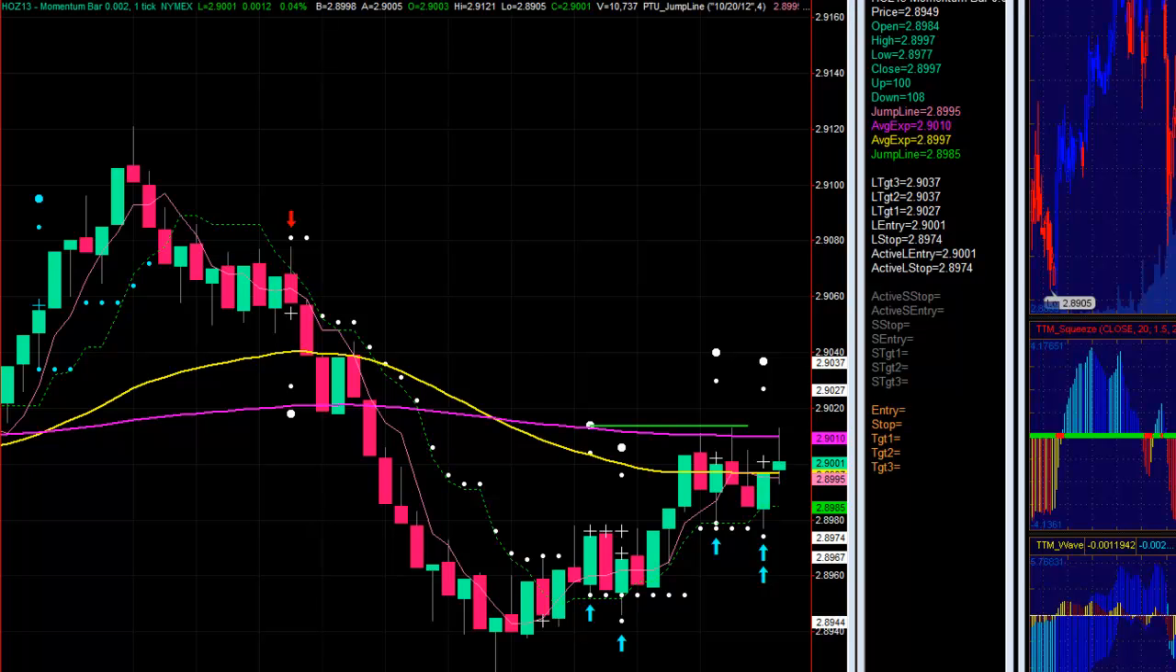Yeah, heating oil extremely slow. Soybeans opened up and hit a winner right away, the first trade of the day. A nice winner.